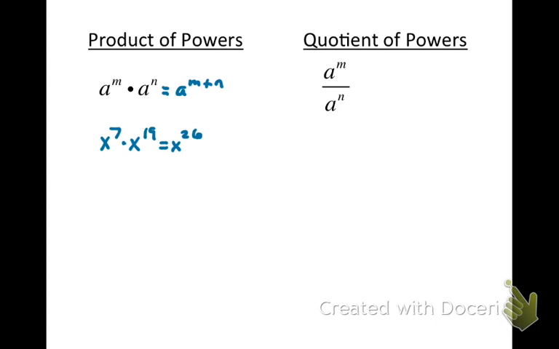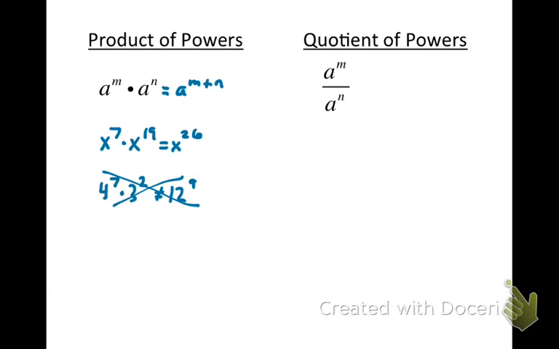Now, a little thing that I want to emphasize is that you do have to have the same base. If I had, say, 4 to the 7th power times 3 to the 2nd power, I can't add the exponents right there. I can't say that that's equal to 12 to the 9th power or anything like that. That whole thing was wrong. It only works if you have the same base in those powers.